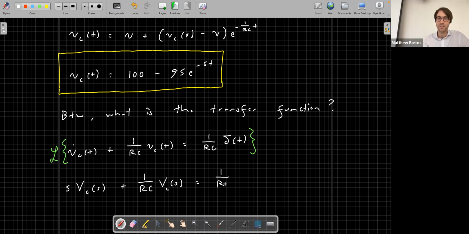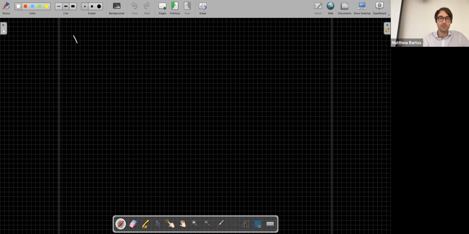Just 1 over RC. And so, if we factor out Vc of s, s plus 1 over RC is equal to 1 over RC. Your transfer function will become Vc of s is equal to 1 over RC over s plus 1 over RC.